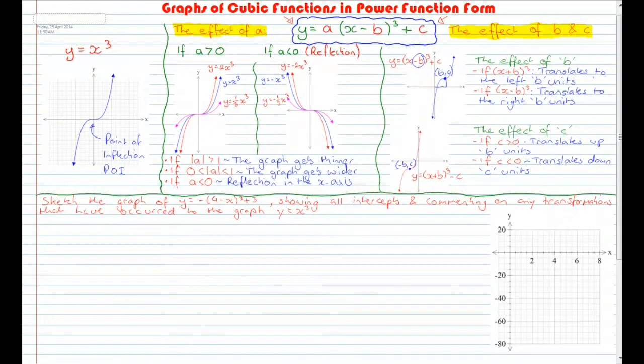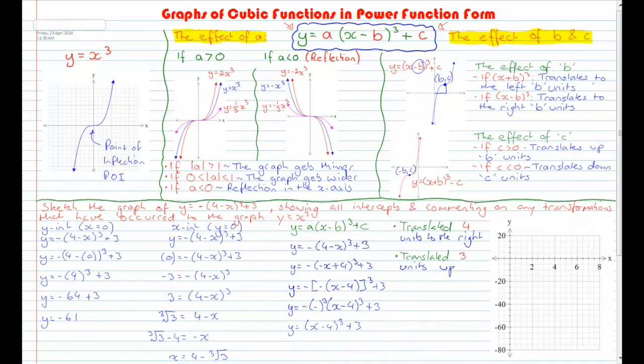Alright, so it's now time to press pause and attempt the following question, that is, sketch the graph of y equals negative (4 minus x) cubed plus 3, showing all intercepts and commenting on any transformations that have occurred to the graph of y equals x cubed. Now remember, when you're done, to press play so you can check your answers out against mine.